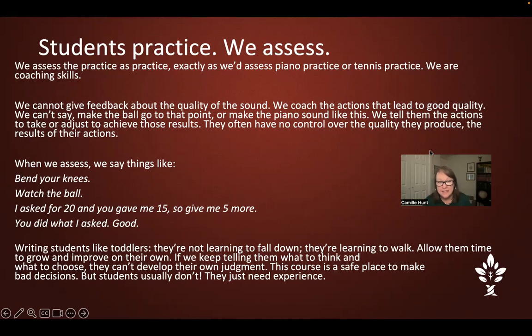If we keep telling them what to think and what to choose and what to write, they can't develop their own judgment. And that's the complete opposite of what this course is trying to do. But this is a safe place to make bad decisions. But students don't. They know what the right thing is. The truth of God is written in their hearts. I've assessed about 1,000 essays, and I've never seen a child explain why somebody should do the wrong thing.